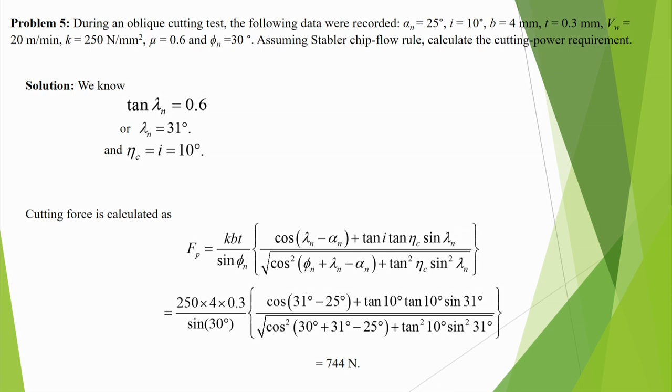In this case we know tan lambda n is equal to 0.6, that friction is 0.6, this is friction angle, normal friction angle. This will give you lambda n equal to 31 degree. Eta c is equal to inclination angle because of Stabler's chip flow rule, and this gives 10 degree. That means chip flow direction is this. Then the cutting force is calculated as k b t divided by sin phi n, because k is the shear strength, b t by sin phi n like this, and this one is multiplied by this component. So this expression we derived, and we have to put all these things in. Then naturally, eta c is known 10 degree, I is 10 degree, lambda n is 31 degree, we got 744 Newton.